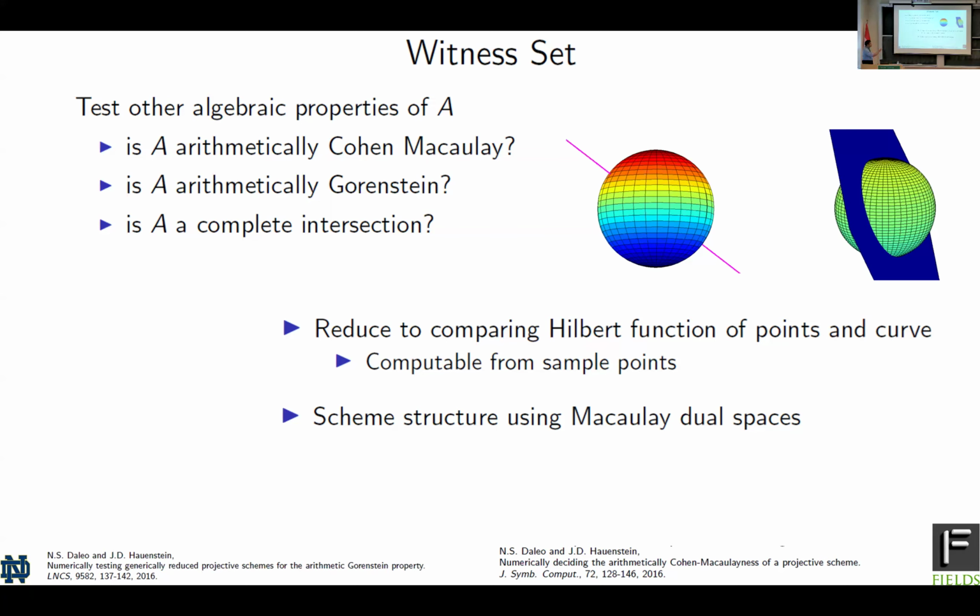And the beautiful part of this is only sample points. We only do this with sample points to do this computation. So from sample points, you can really get some really nice commutative algebra properties about the ideal.